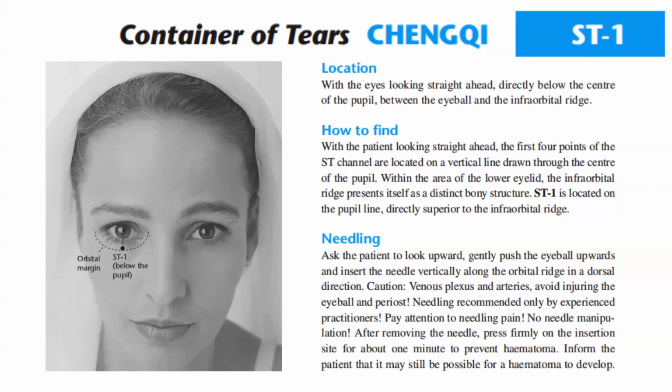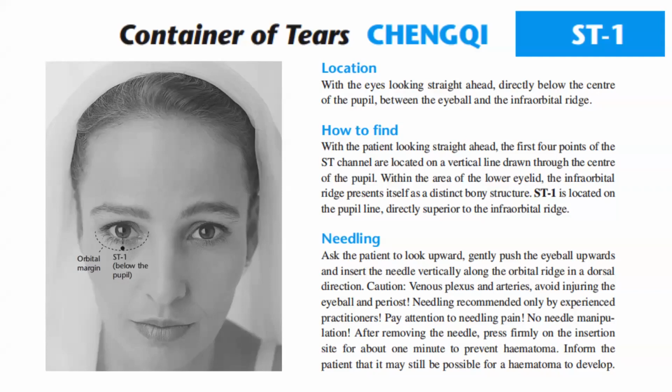How to find Stomach 1? With the patient looking straight ahead, the first 4 points of the stomach channel are located on a vertical line drawn through the center of the pupil. Within the area of the lower eyelid, the infraorbital ridge presents itself as a distinct bony structure. Stomach 1 is located on the pupil line directly superior to the infraorbital ridge.